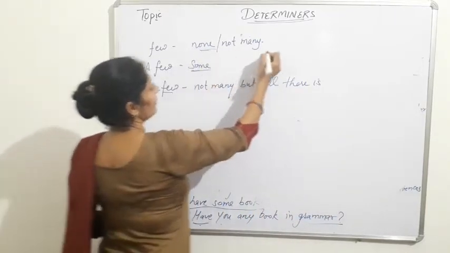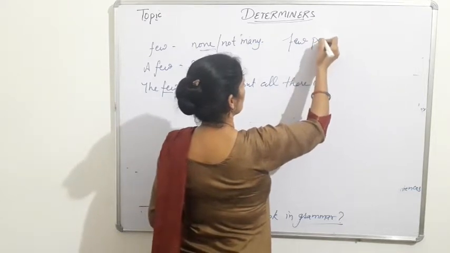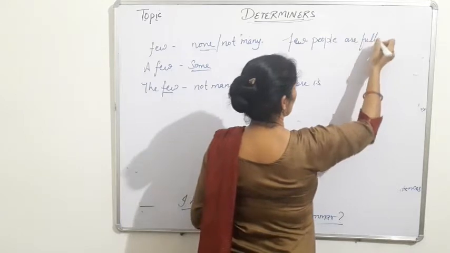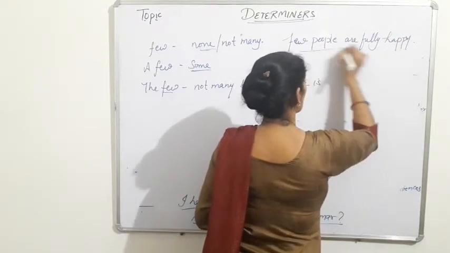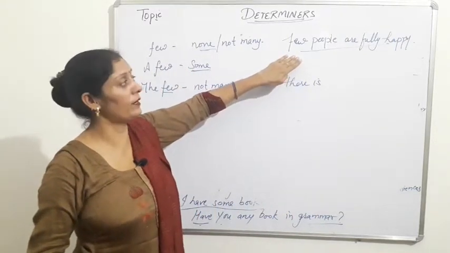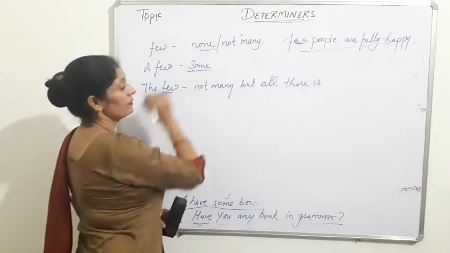For example, few people are fully happy. It means no one is happy in this world. Few people are fully happy, completely happy person. After that, some.